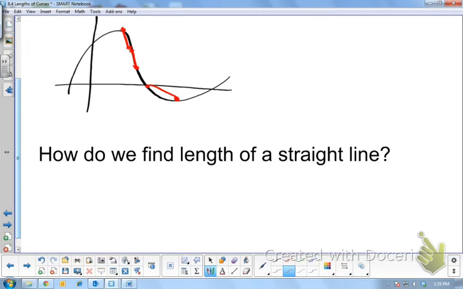So, how do we find the length of a straight line? What formula do we already know? We have to think back to all the time when you were in Algebra 1. Distance. Distance is? Oh, square root of... I can't remember if it's y or x first. Oh, it's x. What's the second one minus the first one? Squared plus y.